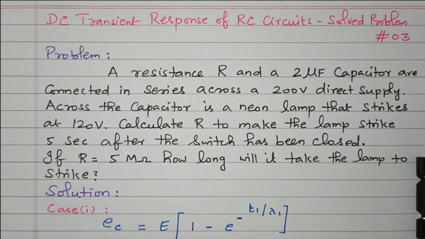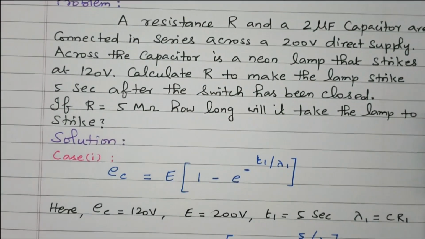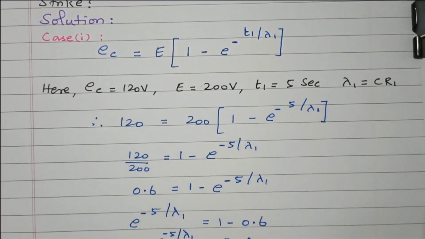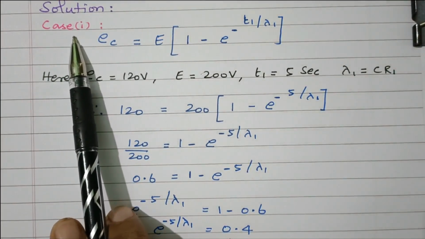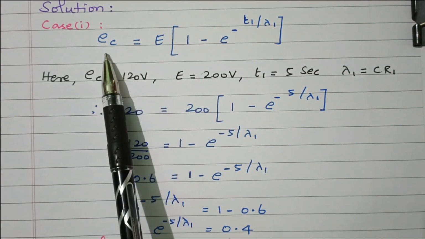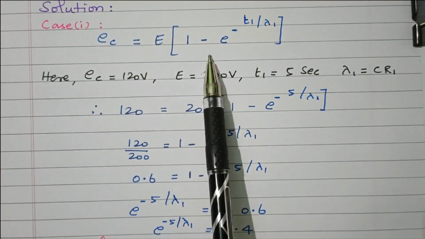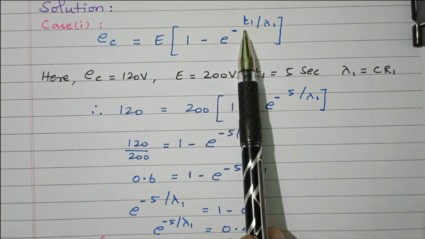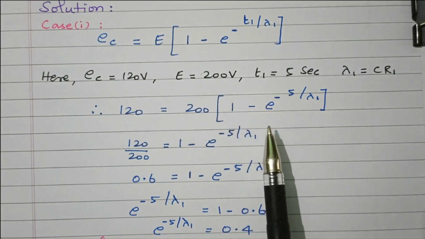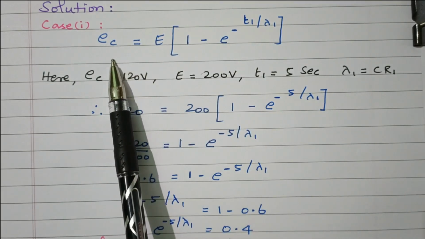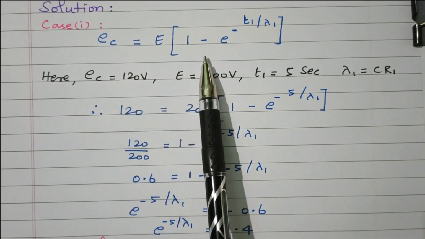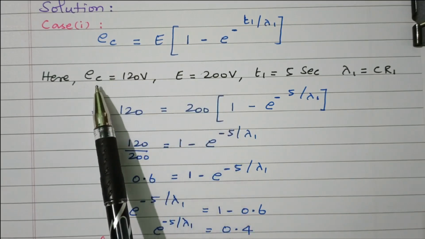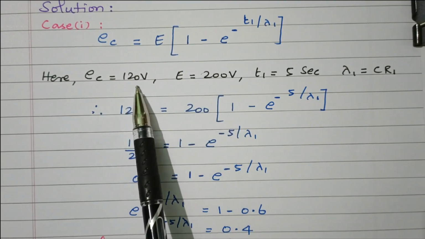Now we'll see the RC circuit, the transient of RC circuit general equation. From that we can calculate these values one by one. So we'll first consider case 1. t is 5 seconds. We need to find the R value. So Ec equal to E into 1 minus e power minus t by lambda. So this is the DC transient response of an RC circuit. A separate video is available on how we get this equation. So here the Ec is 120 volts, neon lamp.